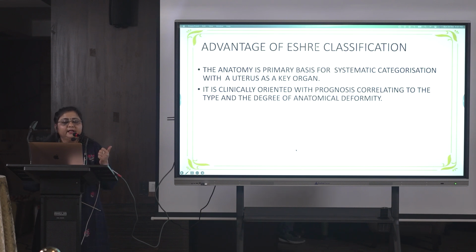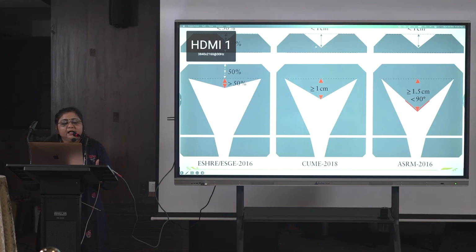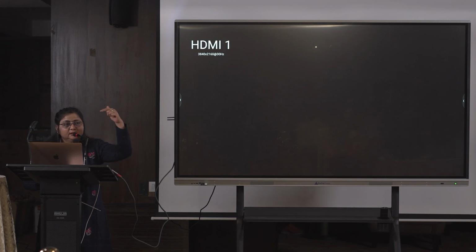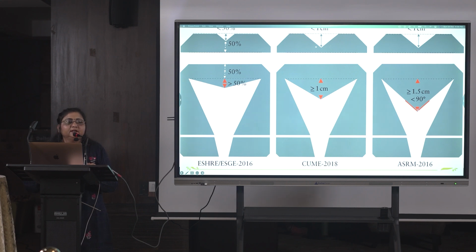So advantages were, the anatomy is the primary basis for systematic categorization with the uterus as the key organ. It is clinically oriented with prognosis correlating to the type and the degree of anatomical deformity. So this is the comparison, like ESHRE/ESGE is taking more than 50% of uterine wall thickness here, and this indentation is less than 50%, and the American society, what they are taking is they are measuring the dipping, like endometrial dipping, which is more than 1.5 centimeter, and they are also taking into account the angle between the endometrial cavities, which should be less than 90 degrees.